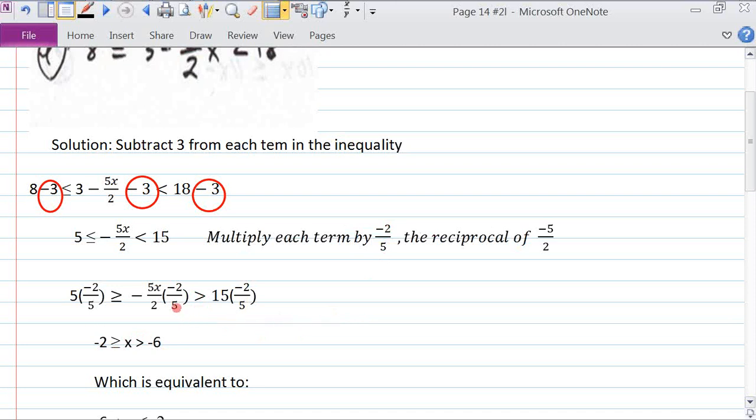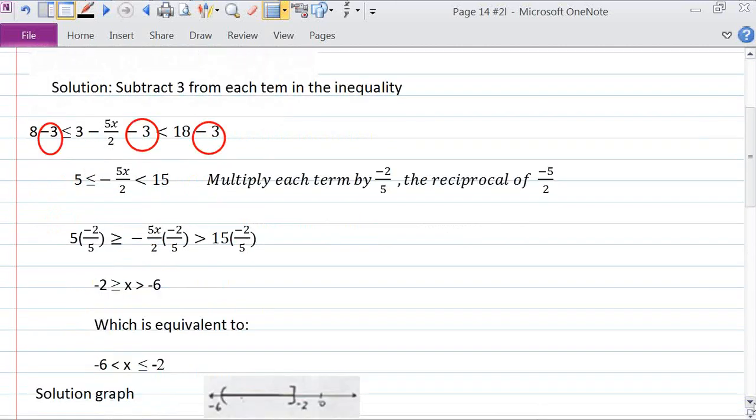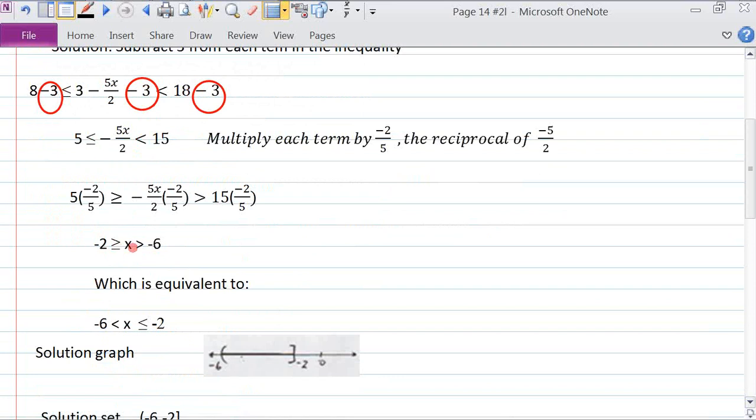Now, look at the middle term again. The 5 cancels with a 5. The minus and the minus give me a plus, and the 2 cancels with a 2, so I'm left with x. And so we know that minus 2 is greater than or equal to x, is greater than minus 6. If I want to, I can write it in this notation, a little easier to understand: minus 6 is less than x, less than or equal to minus 2.